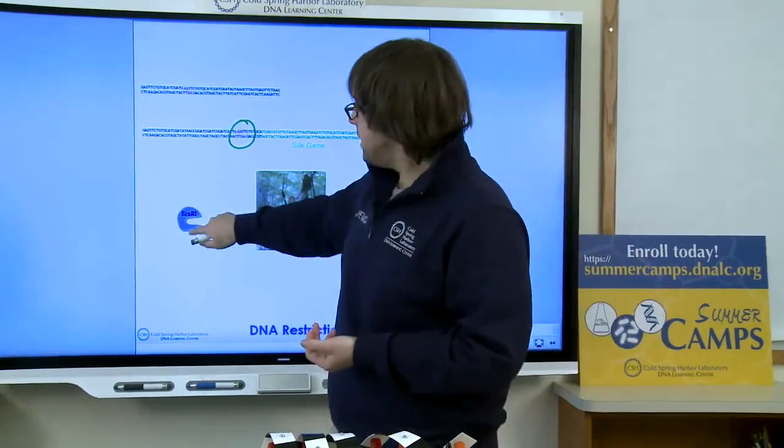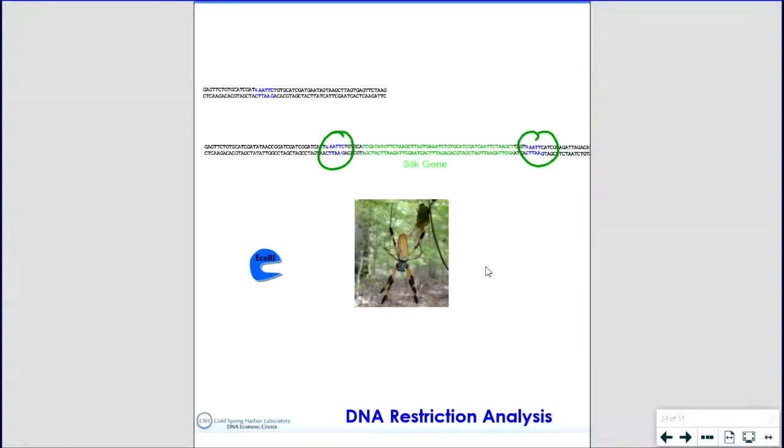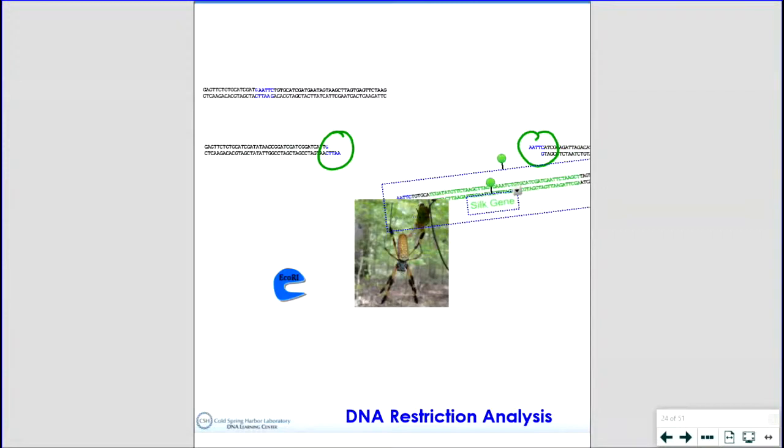So back up on the board here, I can show you. I take that spider's DNA and expose it to EcoR1. It's going to recognize those 2 cut sites, and it's going to cut out that silk gene.